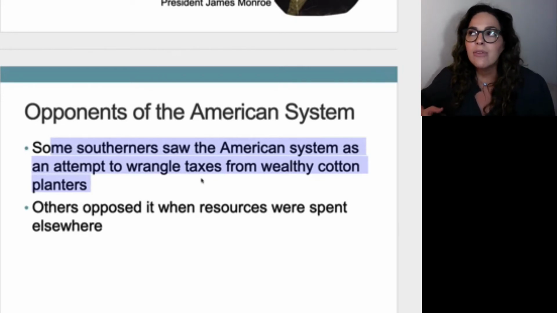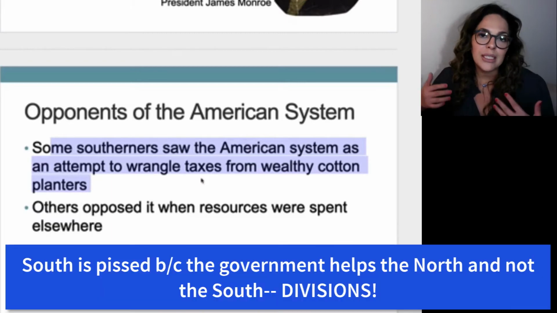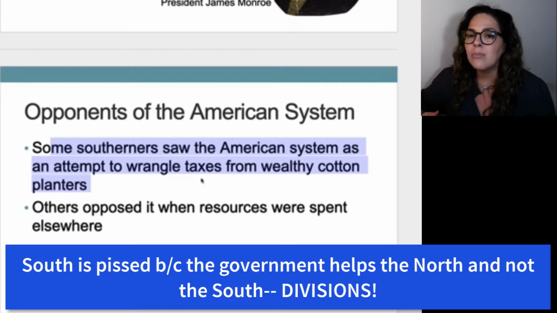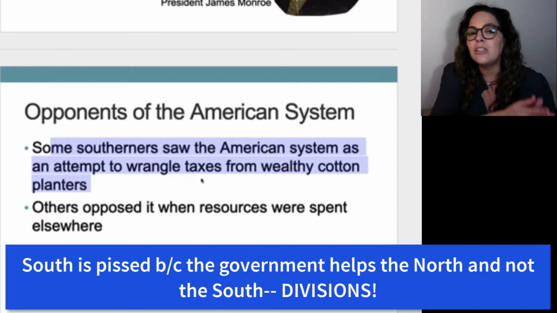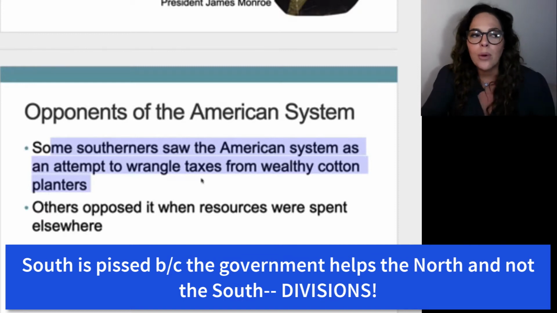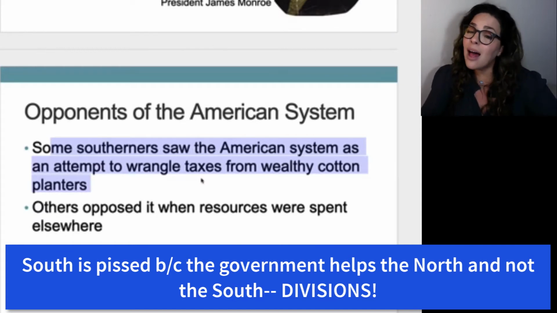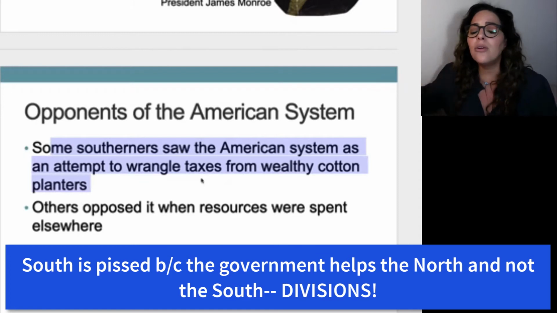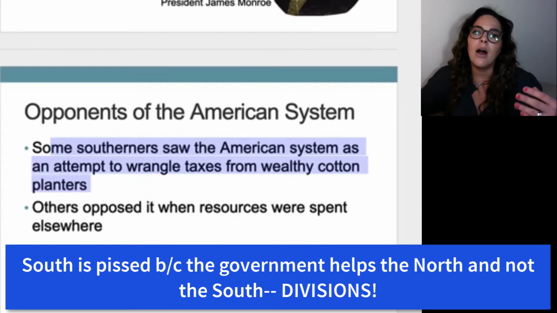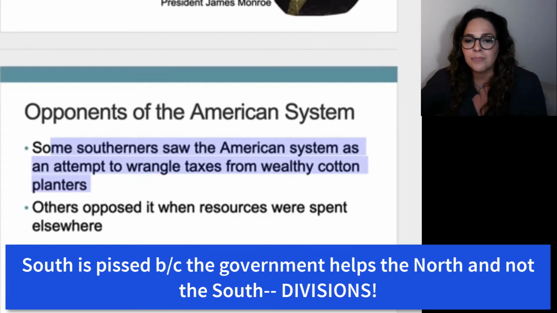And so if the United States is going to move forward with this tariff that makes imports more expensive in order for American companies to thrive and do well, that might benefit the companies up in the North. But what about Southerners in the South that actually have to rely on imports? Well, it makes things more expensive for them. So they're opposed to this American system on multiple levels.